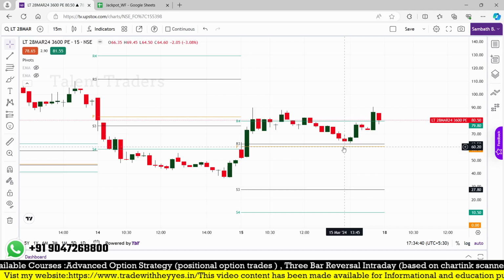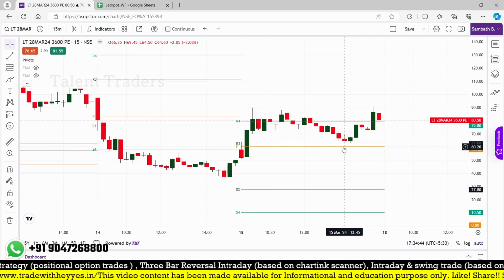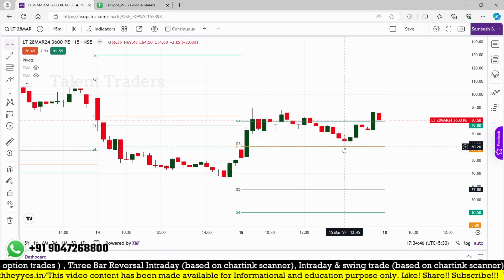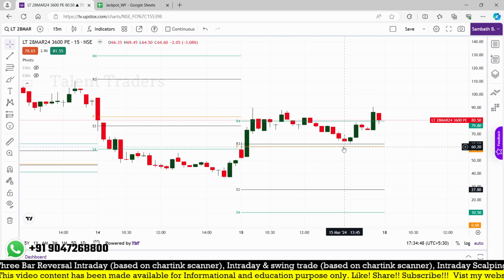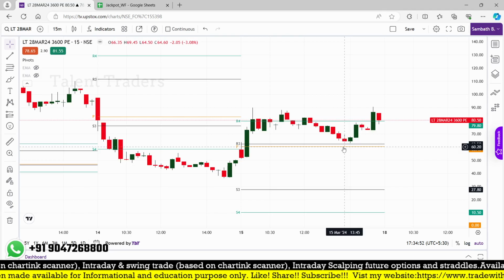You can also access the sheet, and you will find your own trade opportunities in stock options with this option scanner. So I hope you understood how to use the Google Sheet scanner. You will find some opportunities.